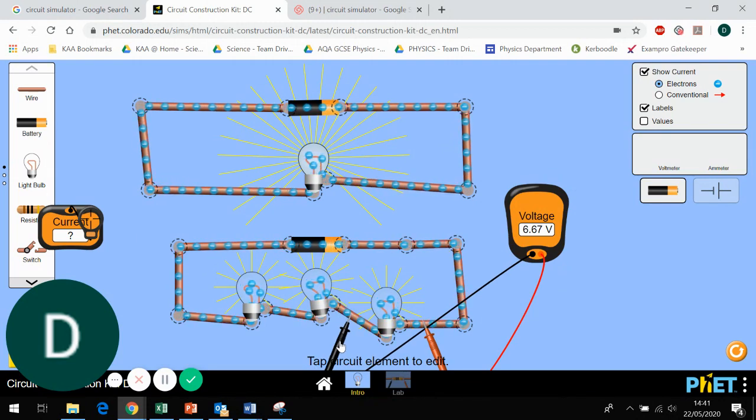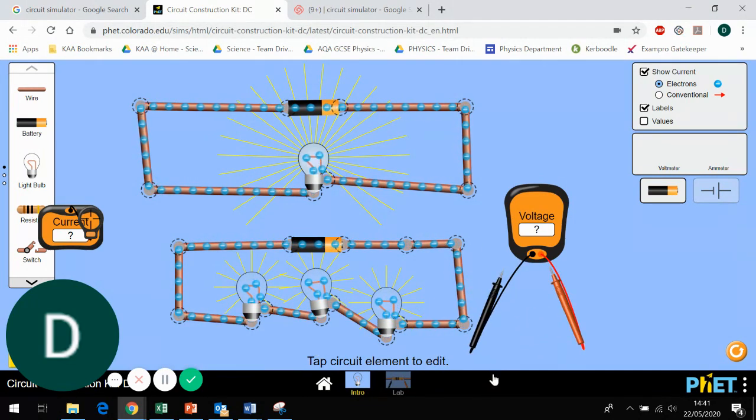What if I measure 2 at the same time? Well, the potential difference from here to here is going to be twice that, so it's going to be 13.33. If I measure the potential difference of all 3, you guessed it, 20 volts. So again, I'll provide a link to this simulator and you can build your own circuits, you can build some series and parallel circuits, and you can test out these ideas for yourself.